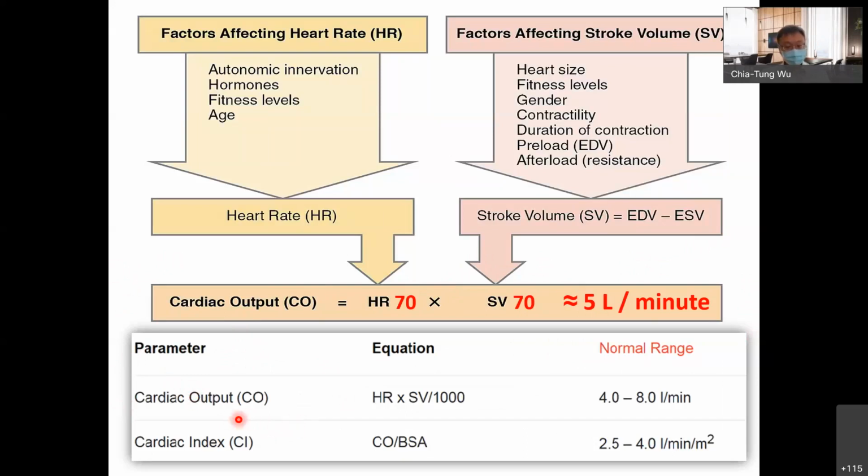And to show the relative cardiac performance, we use cardiac index. That is cardiac output divided by our total body surface area. That is relative cardiac performance. And usually the normal range is 2.5 to 4.